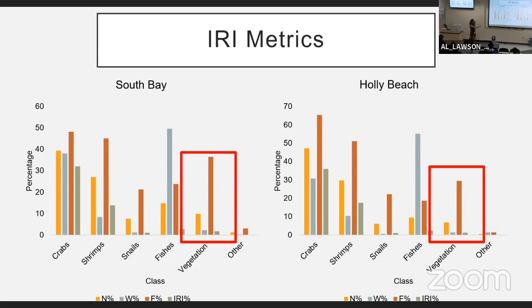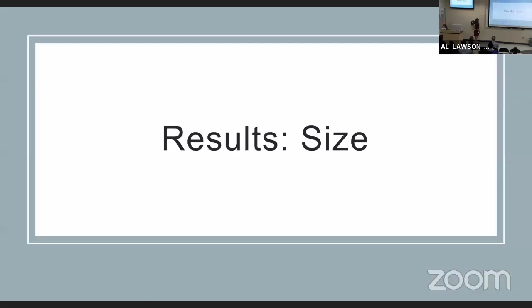So just one thing to point out here is vegetation. In South Bay compared to Holly Beach, you are seeing a higher frequency of occurrence and number percentage than Holly Beach, which is kind of going along with what I pointed out earlier, where we're seeing a lot more vegetation just present in there. Vegetation covers just some seagrasses, like Halodule, Thalassia, and just some algae.